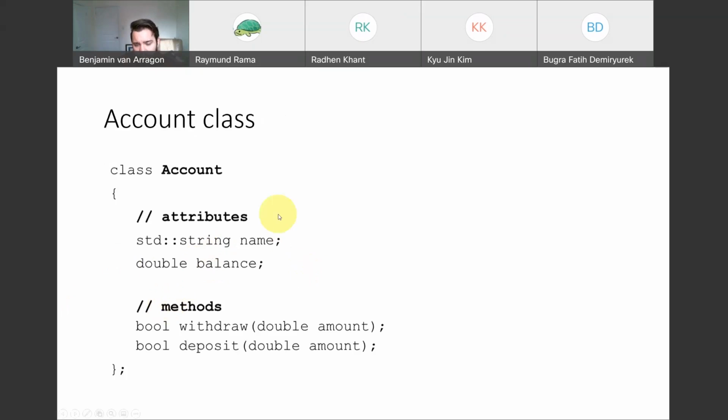Here's another example with an Account class. So we use the class keyword, Account with a capital A, any attributes, so name and balance, and then some methods, so withdraw and deposit, that return booleans. So if the withdrawal was successful, we could return a 1. If it was unsuccessful, we could return a 0. And then we could pass in the amount that we want to withdraw.